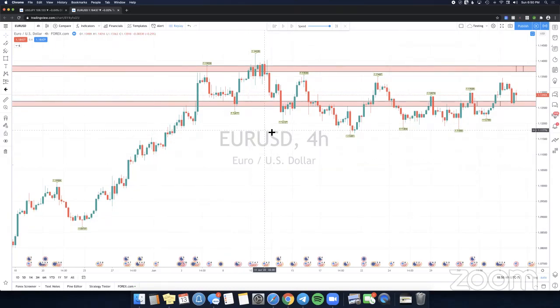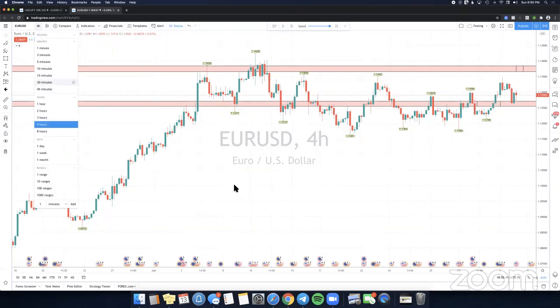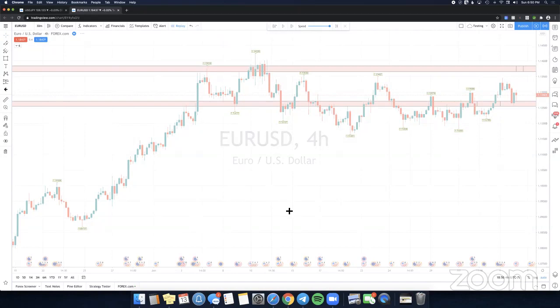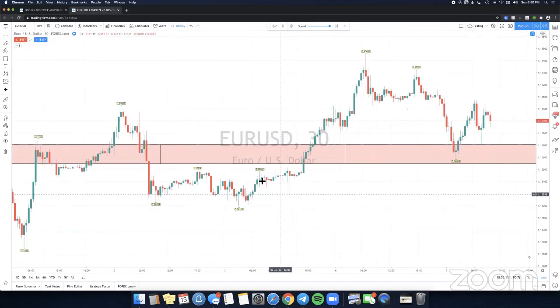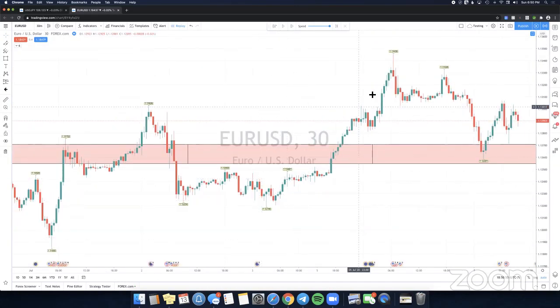So the thing with the 4 hour chart is that it crosses over into so many sessions. If you're on the 30-minute, you're going to be focusing on just one little session, or you might be in a buy and then price spikes the other direction and you get screwed.